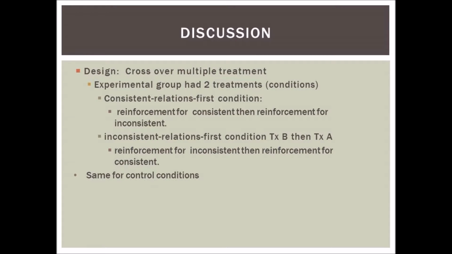I'm going to begin discussing the strengths and weaknesses by discussing the type of design used for the study. A crossover multiple treatment design was the one that most closely resembled the design used in this study, as the different conditions used across the groups resembled 2 treatments, and both conditions were given to each group with the order switched. For example, the reinforcement for consistent response was given first for the consistent response first group, and the reinforcement for inconsistent response was given second for that group. The opposite was true for the inconsistent response first condition.